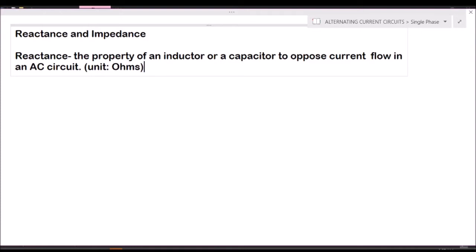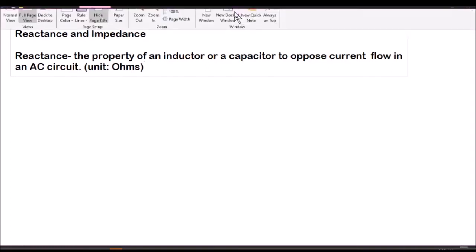Now you might wonder, the unit for inductance is Henry. The unit for capacitance is Farad. Now, how will you convert Henry and Farad into ohms? Because the rating of a capacitor and the rating of an inductor is Farad and Henry respectively. But if we consider their effect on an AC circuit as a reactance, how do Henry and Farad become ohms? So you would wonder how to do that. The answer is through a formula.